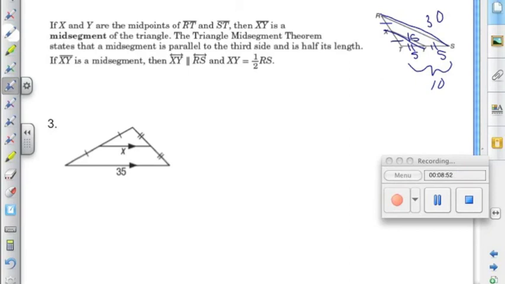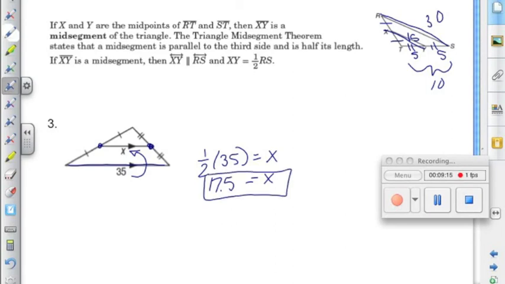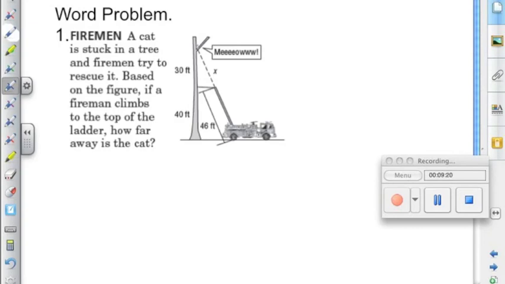So when you look at your example number 3, this line is 35. This is going to be a midpoint, and that's going to be a midpoint. So half of 35 is going to be x. That's going to get me 17.5. Let's take a look at our last word problem.